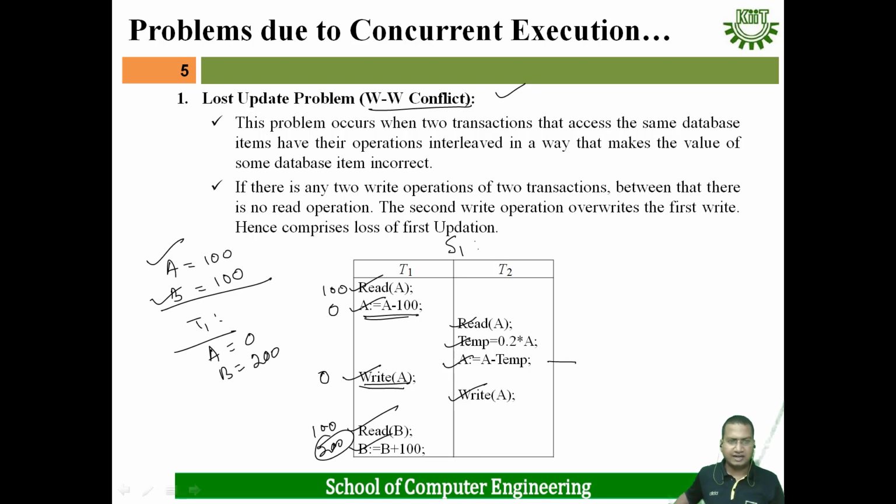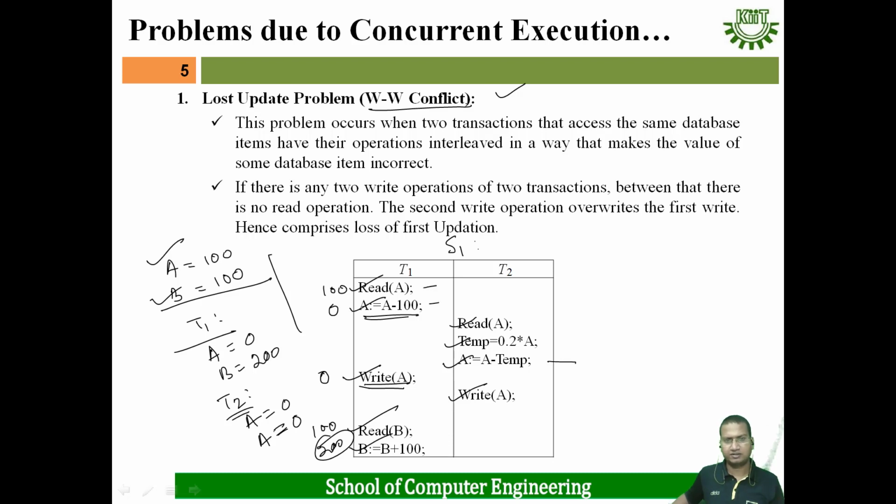Then after completion of T2, what will be the value of A? Read A gives 0. Then temp is 20% of 0, which is 0. That means the A value will be 0. That's true.